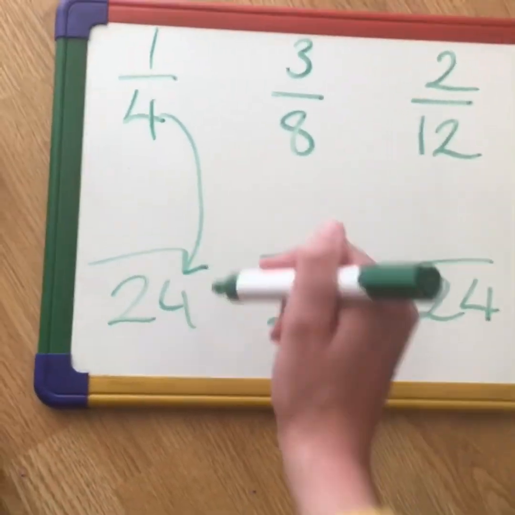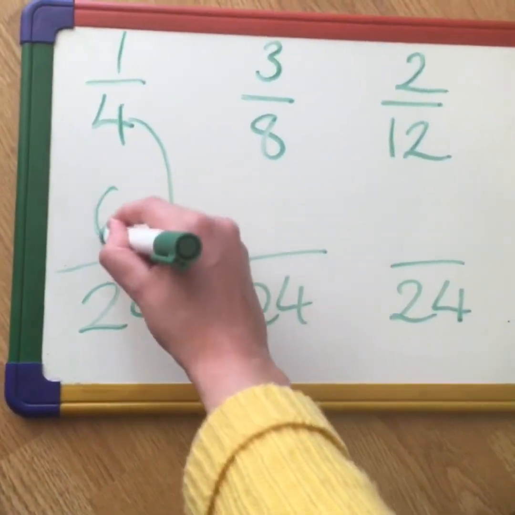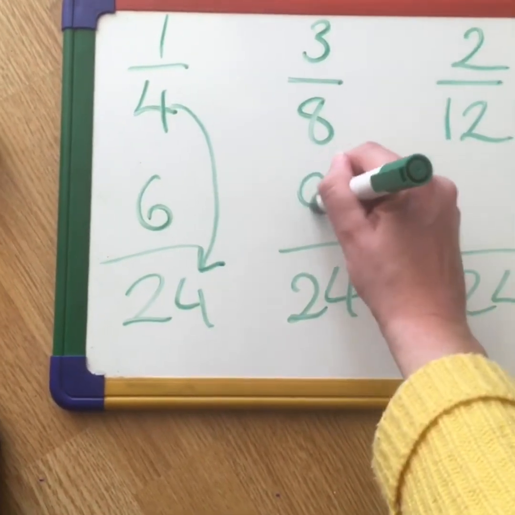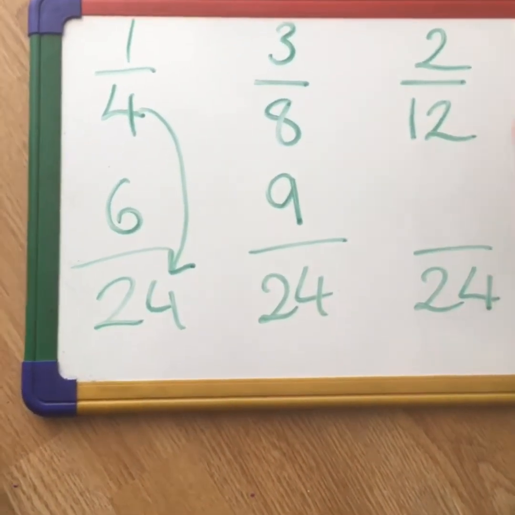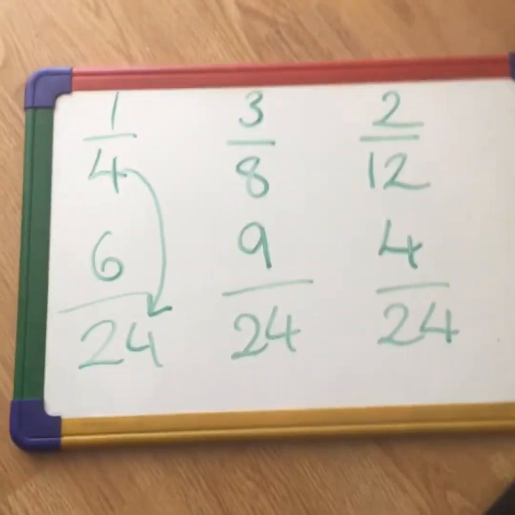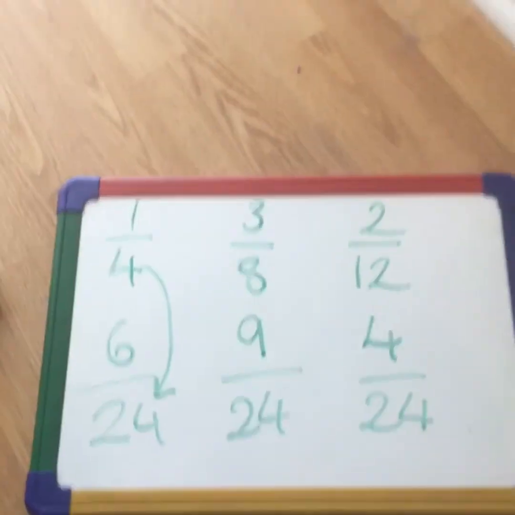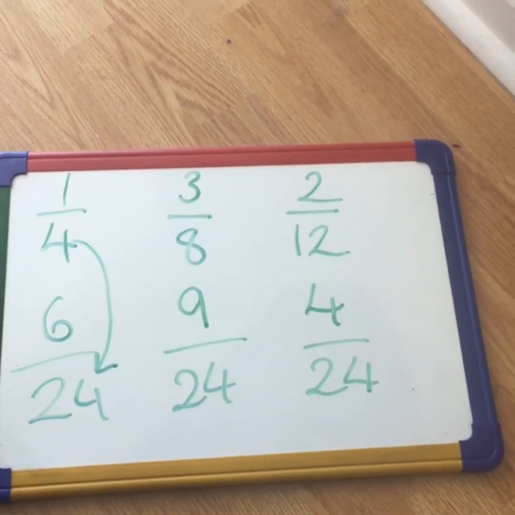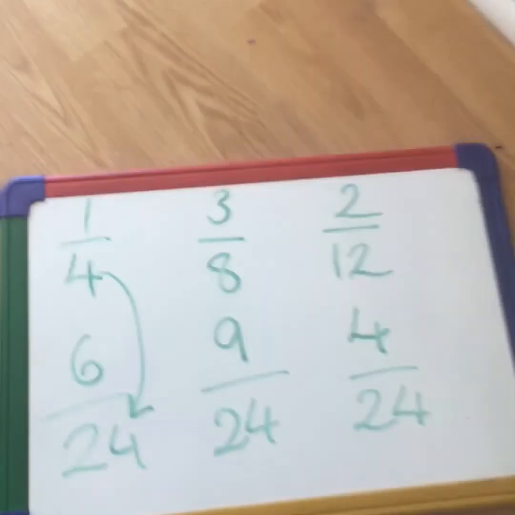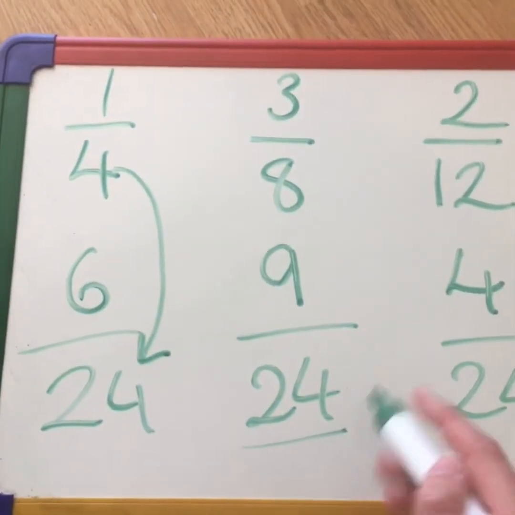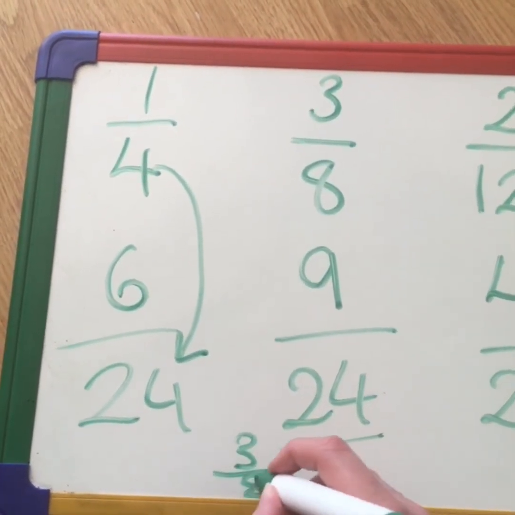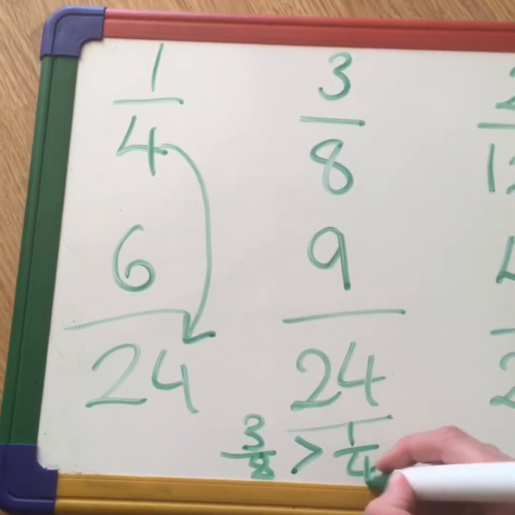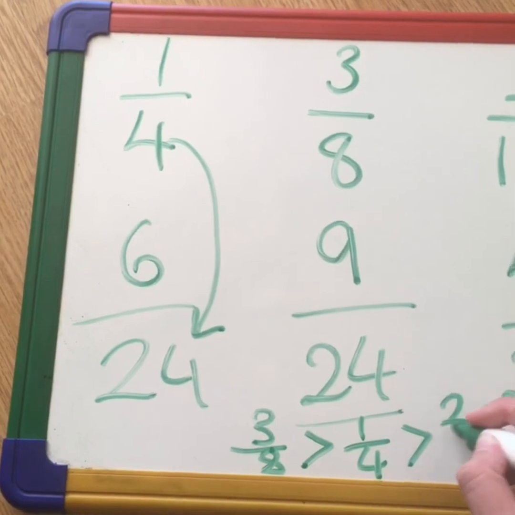4 times what is 24? Well, it's times 6, so 1 times 6 is 6. 8 times what is 24? 8 times 3, so 3 times 3 is 9. 12 times what is 24? Well, that's 2. 2 times 2 is 4. So, if I was going to rewrite these fractions from biggest to smallest, that is descending order. The biggest one is this one, so the biggest one is 3/8. And that one is bigger than this one, which was 1/4, which is bigger than this one, which was the smallest, which was 2.